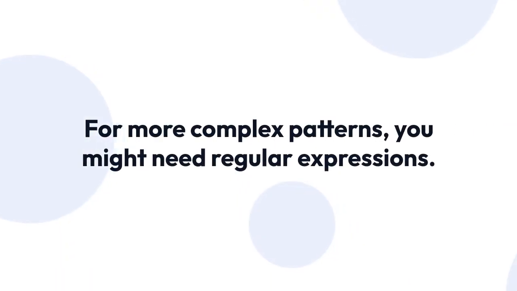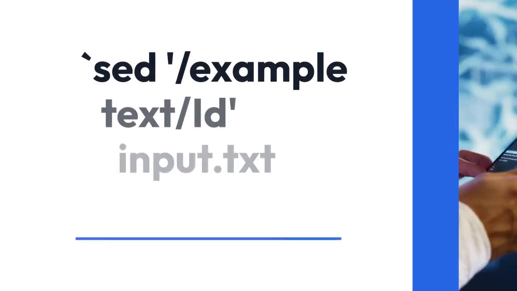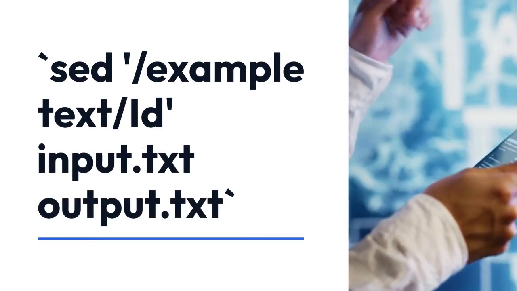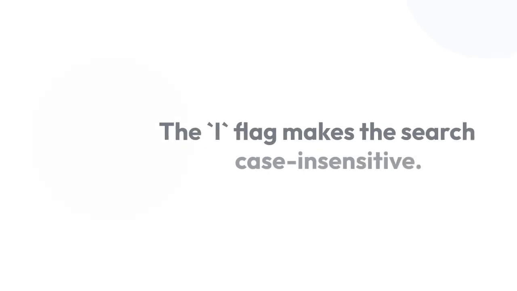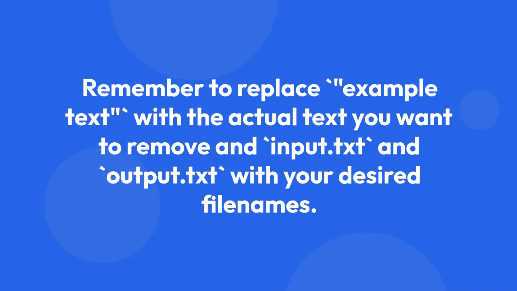For more complex patterns, you might need regular expressions. For example, to remove lines containing any variation of example text, case insensitive: sed '/example text/Id' input.txt > output.txt. The I flag makes the search case insensitive. Remember to replace example text with the actual text you want to remove, and input.txt and output.txt with your desired file names.